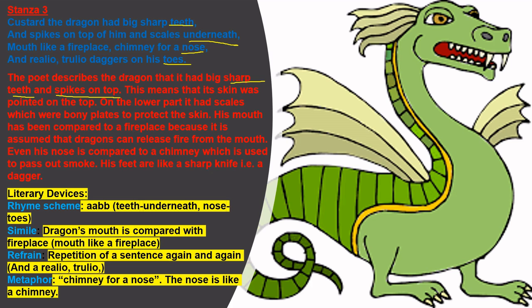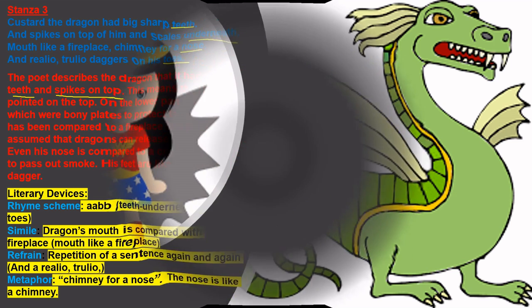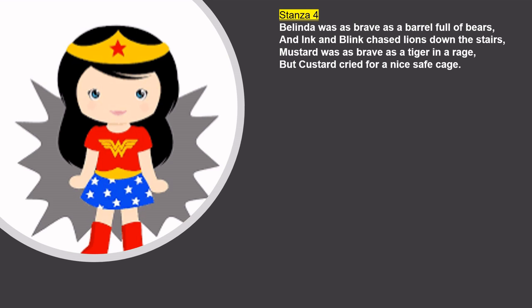Okay. Now we are moving to the next stanza. In this stanza, "Belinda was as brave as a barrel full of bears, and Ink and Blink chased lions down the stairs. Mustard was as brave as a tiger in a rage, but Custard cried for a nice safe cage."